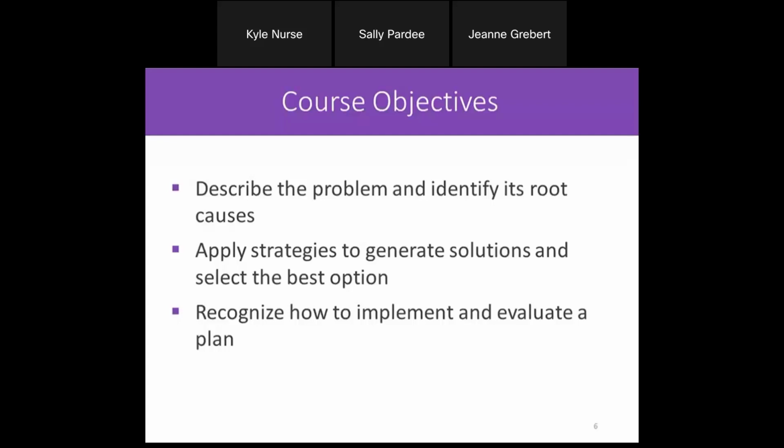There are many different models or approaches to problem solving. This webinar will introduce to you a 6-step process that you can apply to most problems and is something you can use as an individual or with a team. As we go through today's webinar, we will work on describing the problem and identifying its root causes. Then we will apply strategies such as brainstorming to generate possible solutions. We will also discuss ways to select the best solutions to a problem. Finally, we will recognize ways to implement a plan and evaluate its effectiveness.